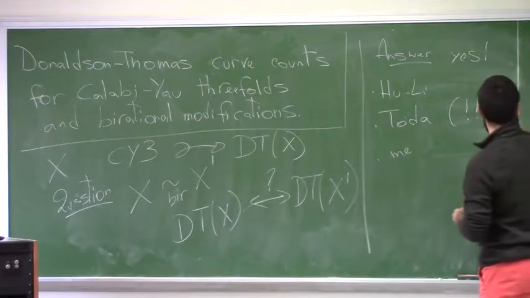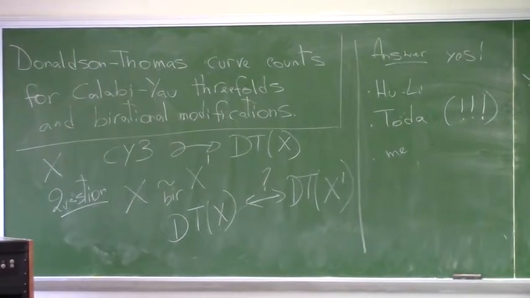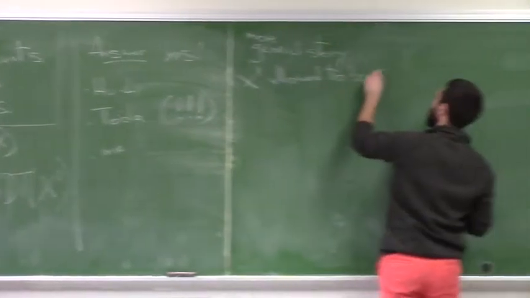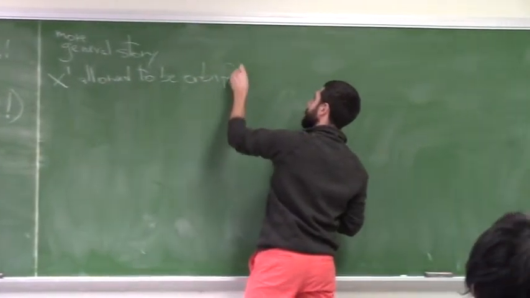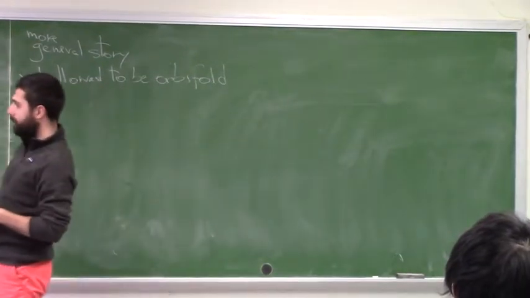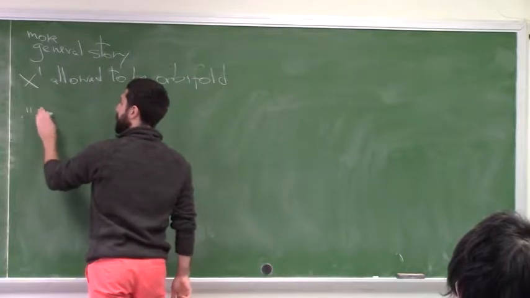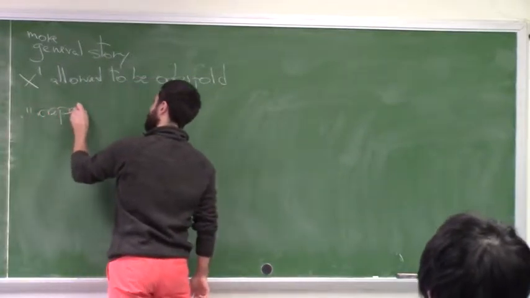There's a generalization of this. Let me write it here. There's a more general story where X prime is allowed to be an orbifold. I'm not sure if I'll have time to come to this, but the idea is very similar. This goes under the name of the Crepant Resolution Conjecture, which is still open.